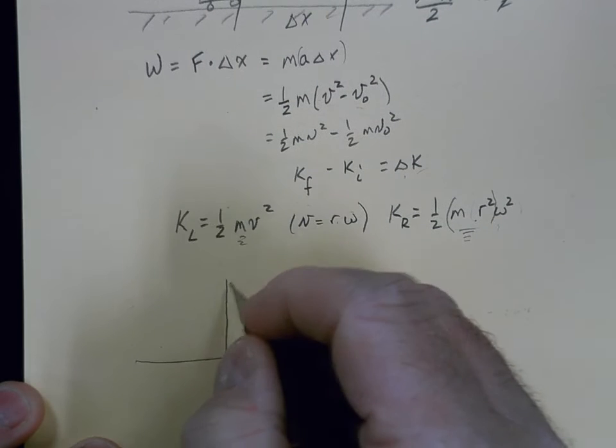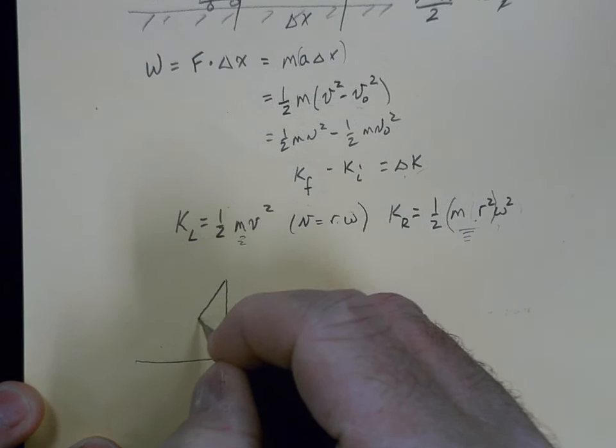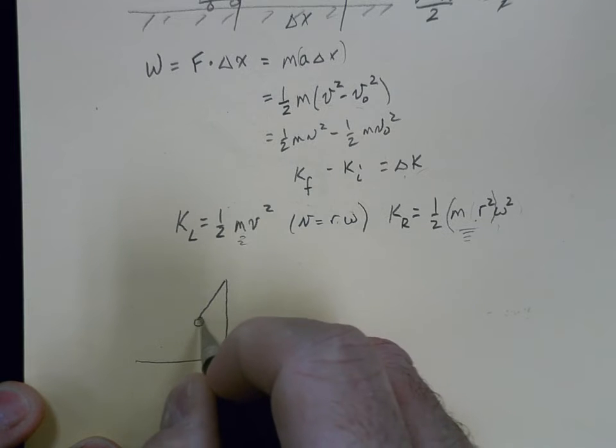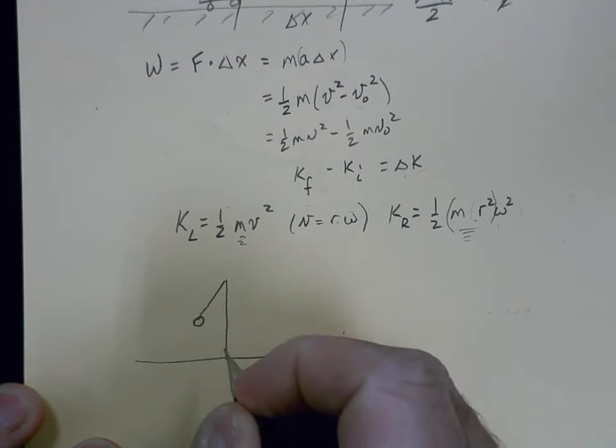So essentially you have this pole, and from the top of the pole you have this ball that's swinging around.